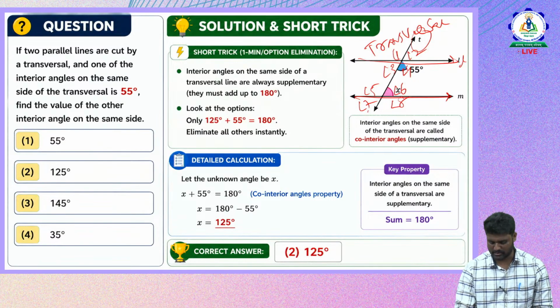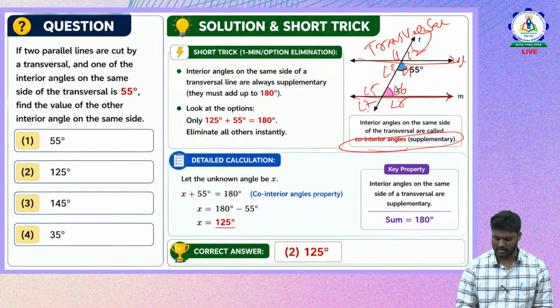Interior angles on the same side of the transversal line are called co-interior angles. We also call them supplementary angles. Similarly, angle 3 and angle 5 we also call co-interior angles, or supplementary angles, when the parallel lines are cut by the transversal line.